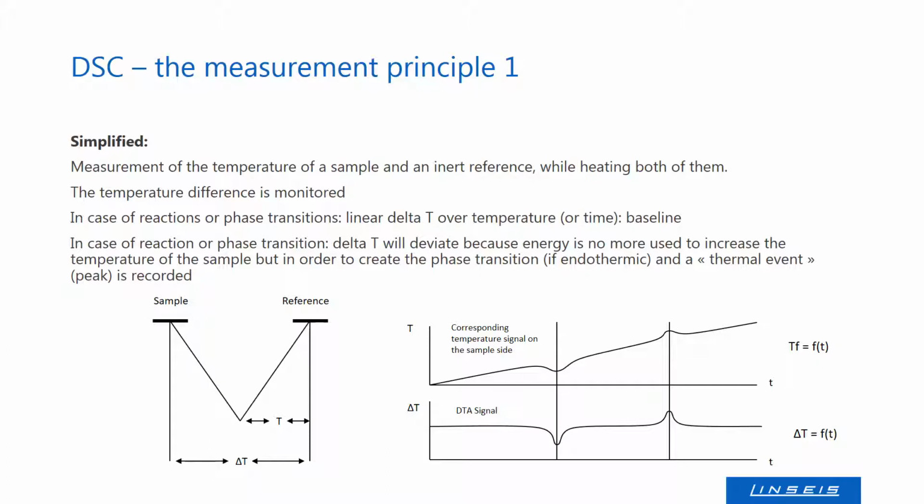If there is a reaction or phase transition, like in the scheme on the right side, the temperature on the sample side will be lower if it's an endothermic process, or it will be higher in case of an exothermic process than the reference side, and therefore there will be created an effect that occurs as a peak.